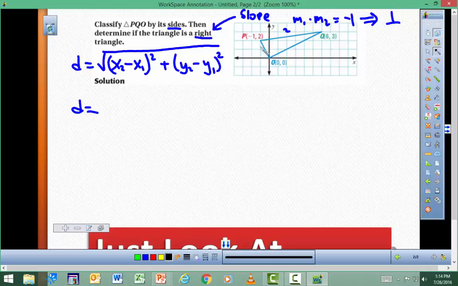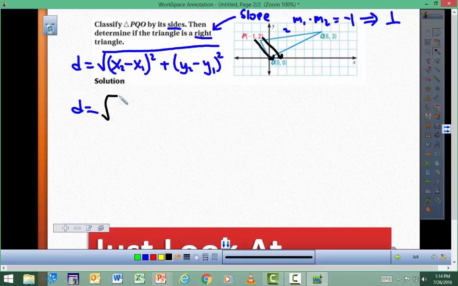Switch to black here. It says to subtract the x coordinates, so we just subtract those 2 coordinates, and then we subtract those 2 coordinates. Alright, and then we square them. We take the square root, pardon me.